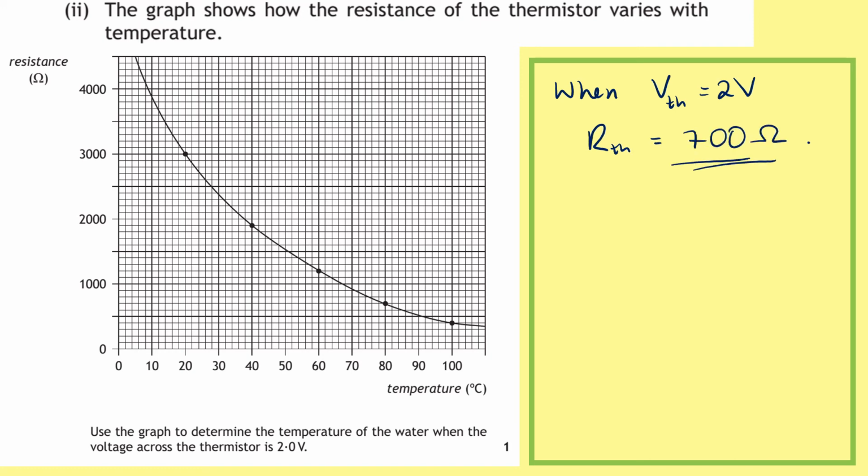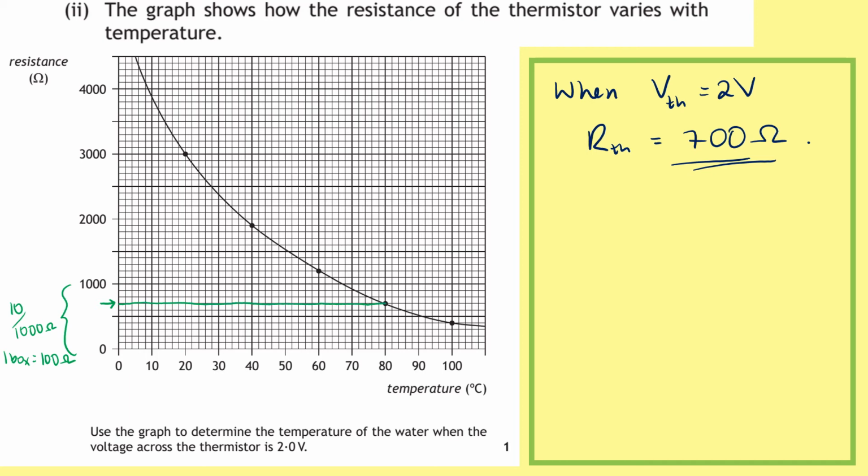Looking at our graph, it's resistance up on the y-axis, so we can go and find 700 ohms. If we look at how many boxes there are, 10 boxes per 1000 ohms, which means one box equals 100 ohms. So if we've got 700 ohms, we need to count 7 boxes up, which takes us to this point just here, and follow this line along until we get to our curve. Excuse my wobbly line while I'm doing this.